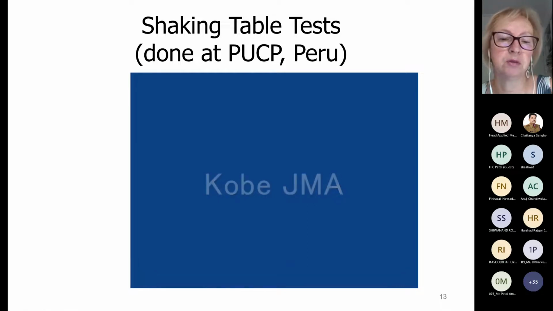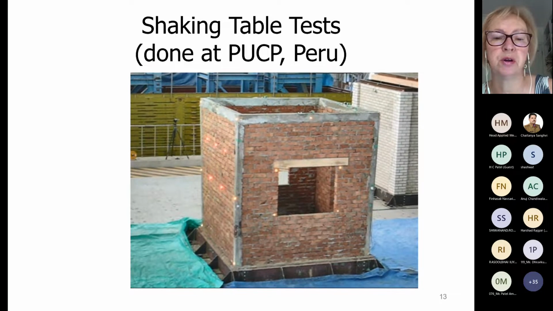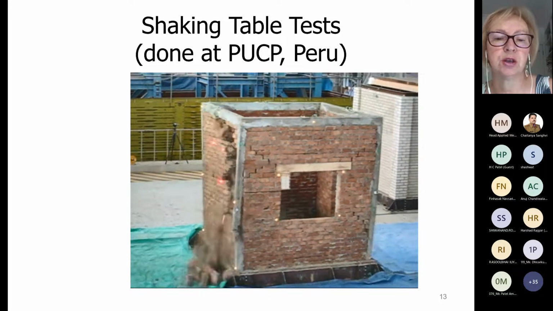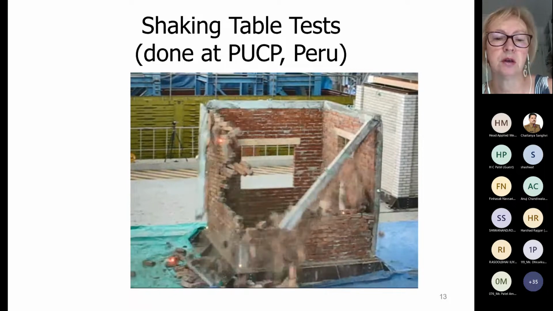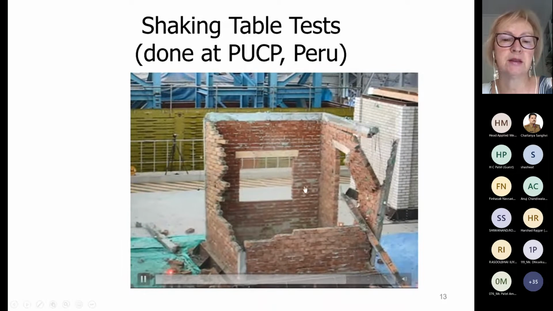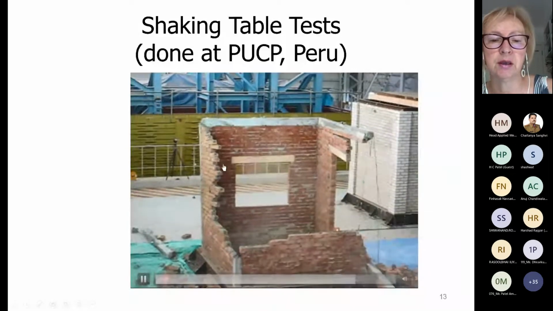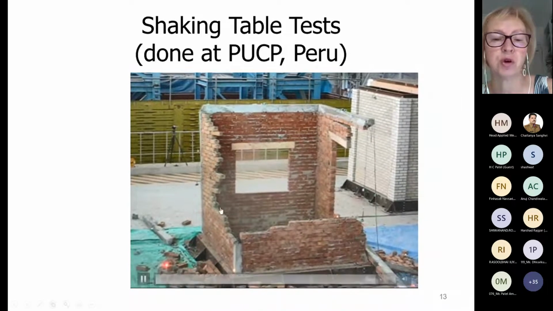That was a smaller intensity shaking. This is the Kobe earthquake, 1994. It was large intensity shaking. And you can see the collapsed building. So this practice, as you can see, uses half-scale bricks, not the full-scale bricks. It's a full-size one-room model.